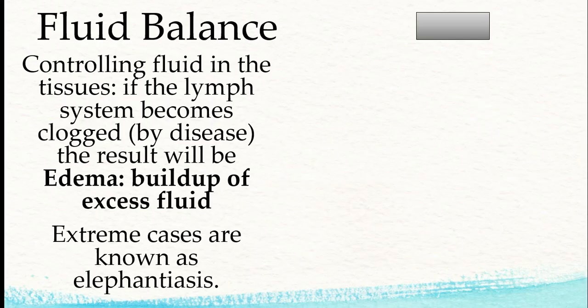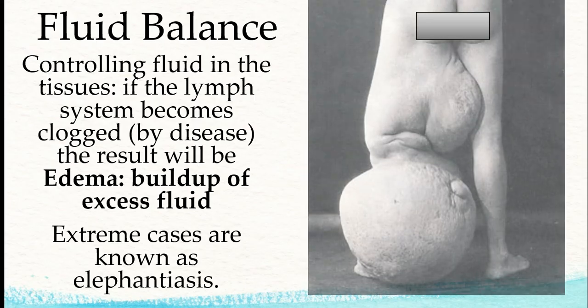If the lymph system becomes clogged by disease, I'll talk about that a little more in a minute, the end result will be something called edema. Edema. That's the buildup of excess fluid. Extreme cases are known as elephantiasis. Now, my picture's coming in here, y'all. These pictures of elephantiasis are somewhat disturbing, okay? I'm just warning you, all right? So here we go. Here's our first one.